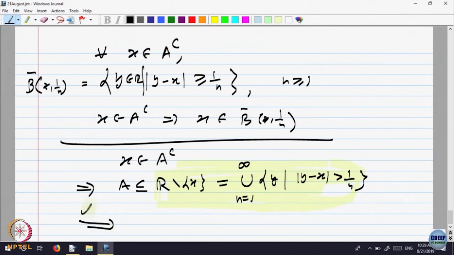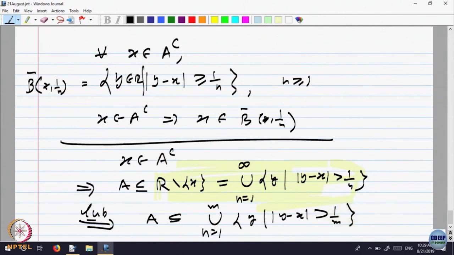So by the LUB property, I was just trying to motivate this. That means A is a subset of R minus X. But R minus X, now it is gone. We are directly using that A is a subset of this union. So A is inside the union over n equal to 1 to m of all y such that mod y minus x is bigger than 1 over n. Is that okay? Because not LUB, sorry, what we are given is the Heine-Borel property. A is inside R minus x, and R minus x is a union of these open sets, which are complements of closed intervals. So A must be covered by finitely many of them by the Heine-Borel property.